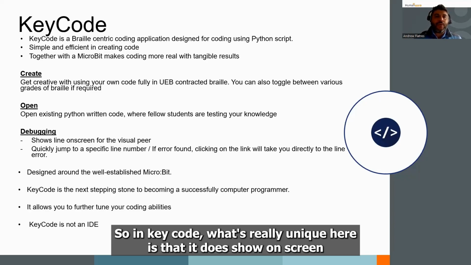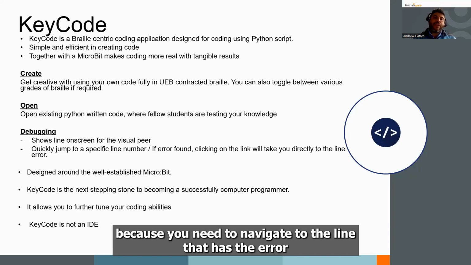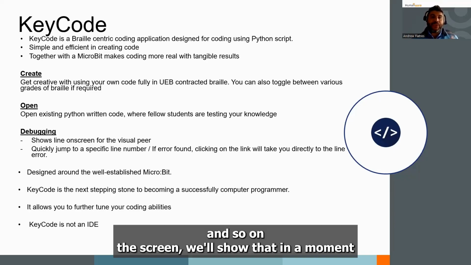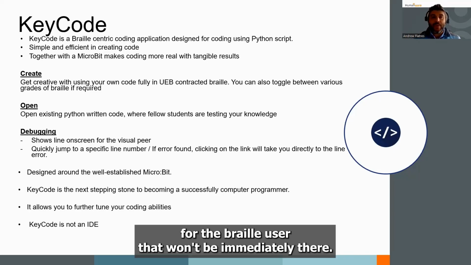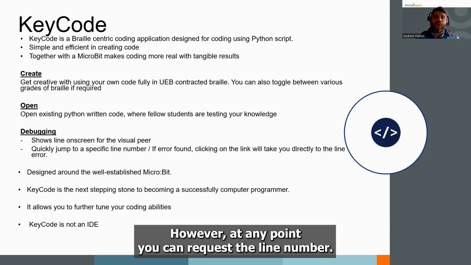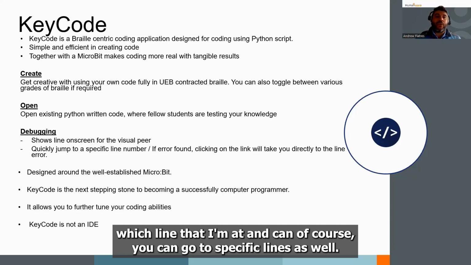So in KeyCode, what's really unique here is that it does show on screen for the visual peers the line numbers. Now, line numbers are really important because you need to navigate to the line that has the error. And so on the screen, and we'll show that in a moment on a demonstration, you'll be able to see the line numbers. For the Braille user, that won't be immediately there. However, at any point, you can request the line number. So if you're not sure where you are, you can request which line I'm at. And of course, you can go to specific lines as well.